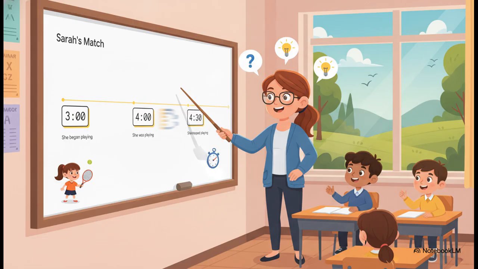See, Sarah began playing at 3 o'clock. She stopped playing at 4:30. So that 4 o'clock timestamp is sandwiched right in the middle of her starting and finishing the game. Because 4 o'clock falls squarely in that unfinished window, we say she was playing.